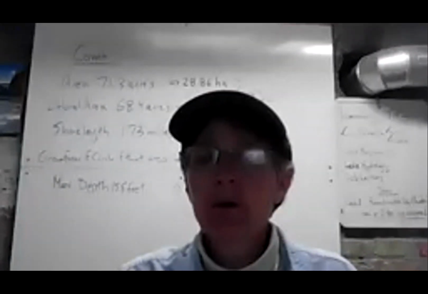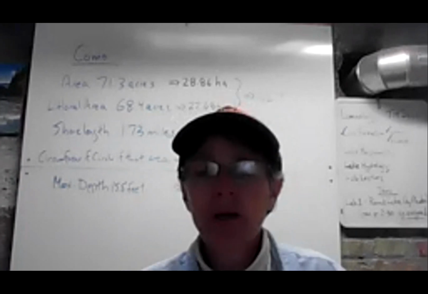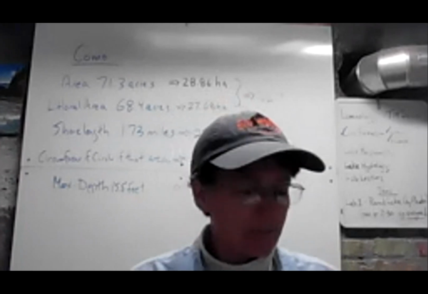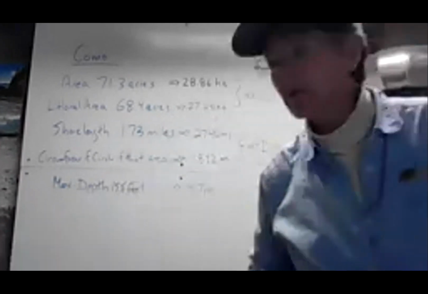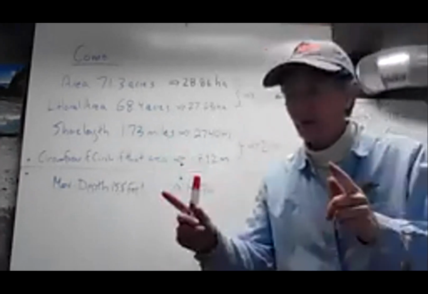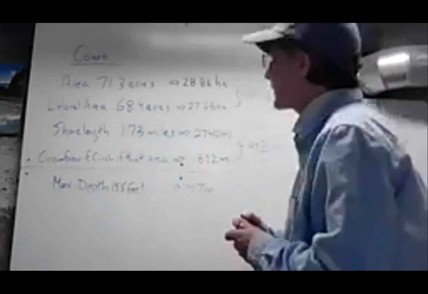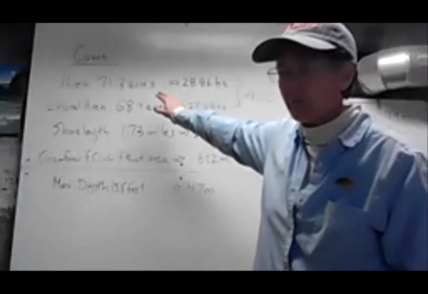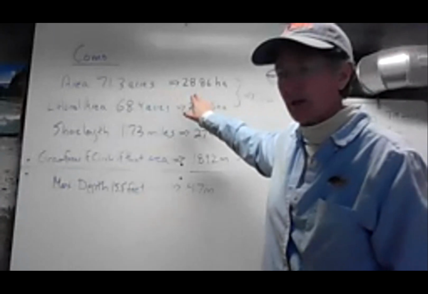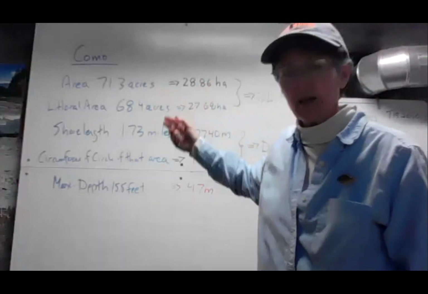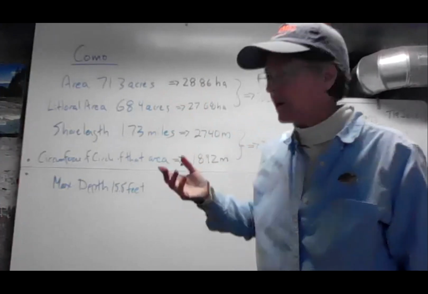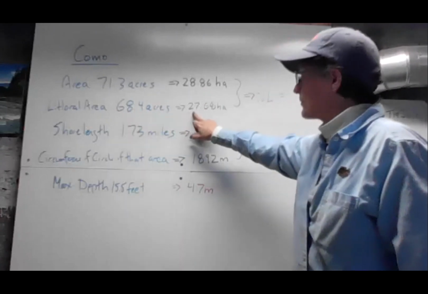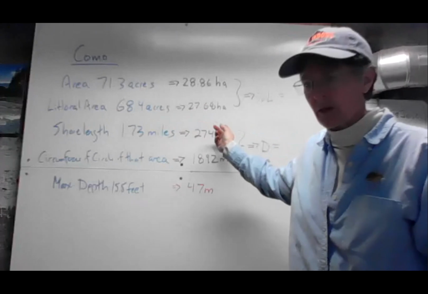All right, it looks like everybody's back. All right, so tell me if you got the same numbers. Now, my numbers might be a little different just because I was looking at two different places, but we started out with an area of 71.8 acres. That converts to 28.8, 28.9 hectares. Littoral area, 68.4 acres. That converts to 27.7 hectares.